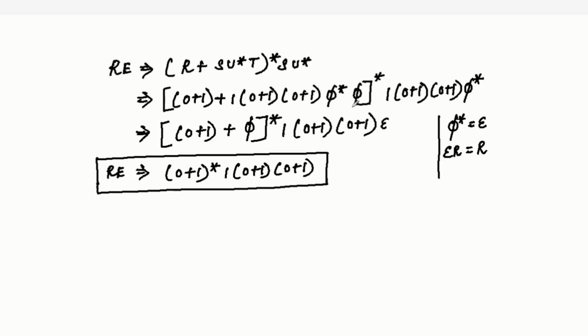Then the entire term is going to be null. So 0 plus 1 plus null raised to the power star, 1 of 0 plus 1, 0 plus 1 null star. Null star means epsilon. Here you write epsilon. When you multiply epsilon with the regular expression, you will get the regular expression 1 of 0 plus 1, 0 plus 1. Finally, you will get 0 plus 1 raised to the power star, 1 of 0 plus 1, 0 plus 1. Using the state elimination technique, we converted a finite automata into an equivalent regular expression.